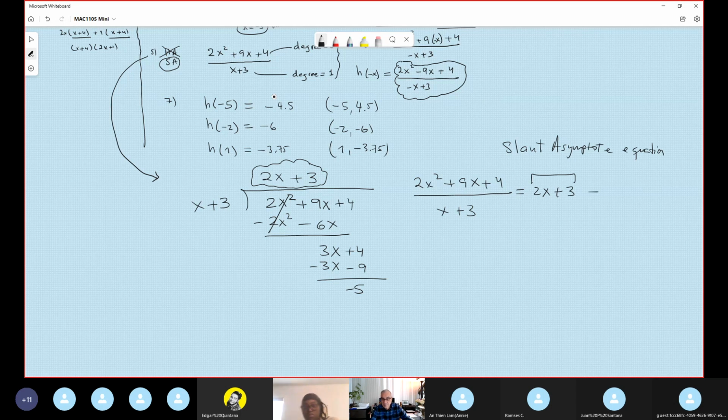Minus 5 divided by the divisor, which is x. For a moment, this information is not important. Well, it's important to see that we have a vertical asymptote, but we determined before the vertical asymptote at x equals -3. Okay?